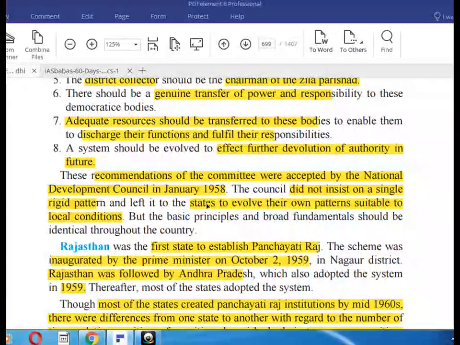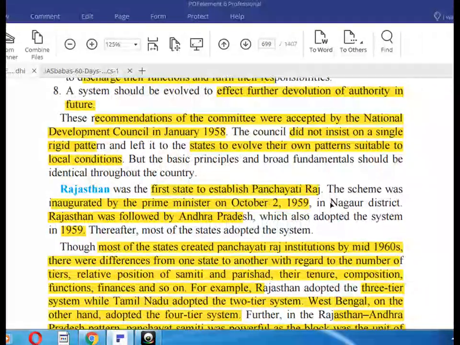These recommendations of the committee were accepted by the National Development Council in January 1958. The council did not insist on a single rigid pattern and left it to the states to evolve their own pattern suitable to local conditions. Rajasthan was the first state to establish the Panchayati Raj system, inaugurated by the Prime Minister on 2nd October 1959 in Nagaur district. Rajasthan was followed by Andhra Pradesh, which also adopted the system in 1959.